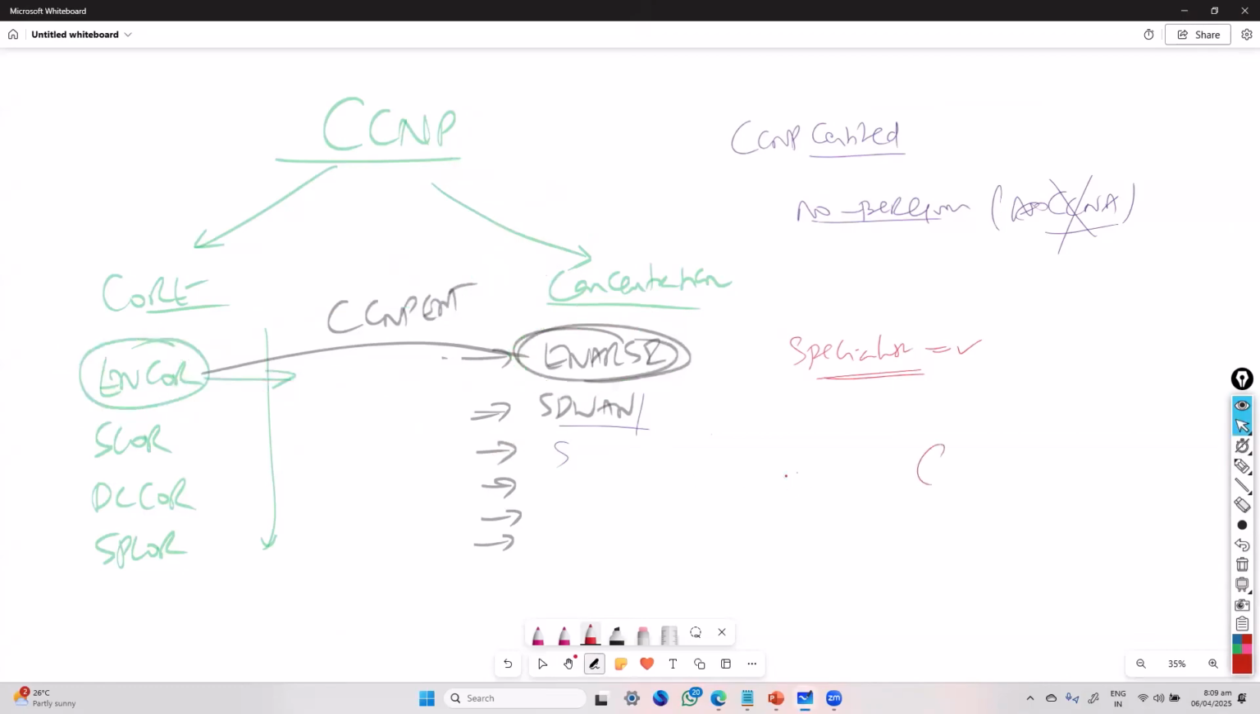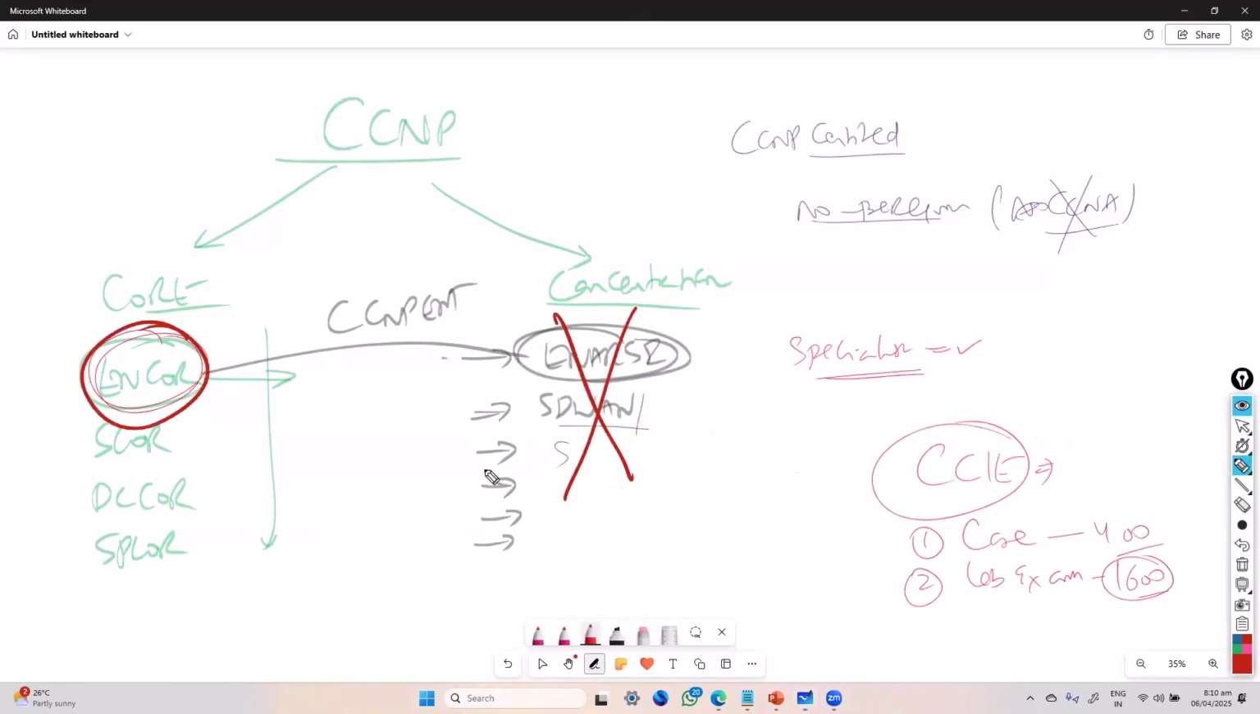And if you're applying for CCIE, let's say if you're planning for the CCIE, then you need to pass the core exam. That's the first exam. And then you need to directly apply for the lab exam. Lab exam is again 1600 USD. This is 400 USD. So if you're planning for the CCIE lab directly, then you don't need to write the concentration exams. This is not required. You can directly write the core exam and then schedule and write the lab exam.